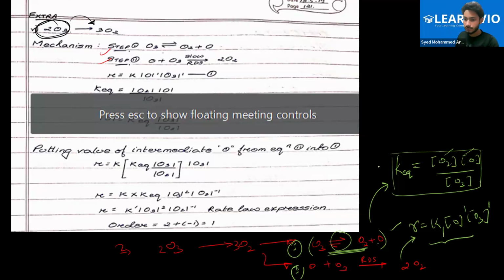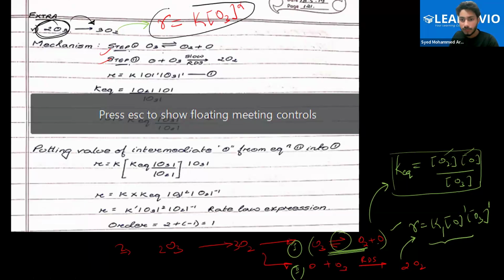Yeah, understood. Now, the next step is that you have to write the rate law expression for the main step. So the rate law expression for the main step would be R is equal to K multiplied by O3 to the power of alpha. That's it. This is my rate law expression. Correct?